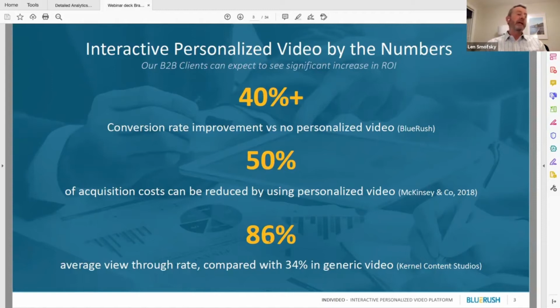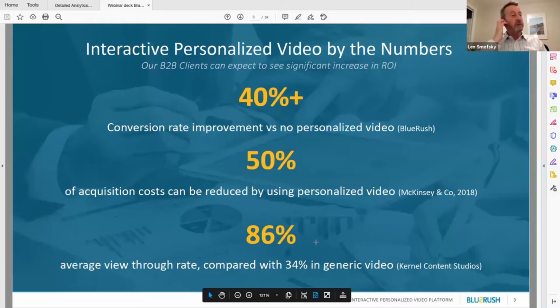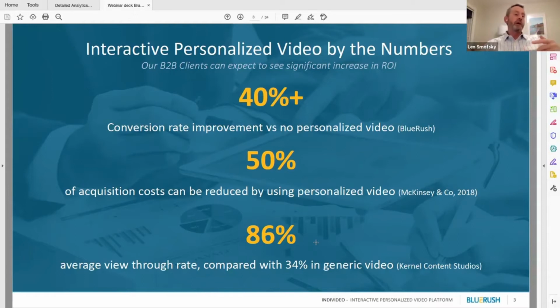And the bottom number, 86%, represents the average complete view rate of a personalized video. And it's significantly higher even than a generic video. So what it means is for the majority of people, when they have a personalized video, we've got their attention for that 1.5 minutes or so, or 2 minutes, and they get the key points. So we've seen that, with conversion, with engagement, that there's a big lift.